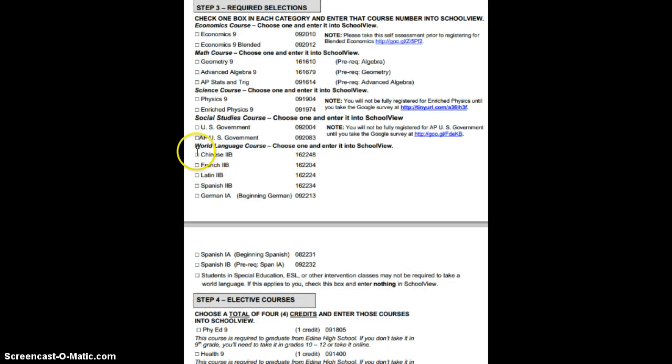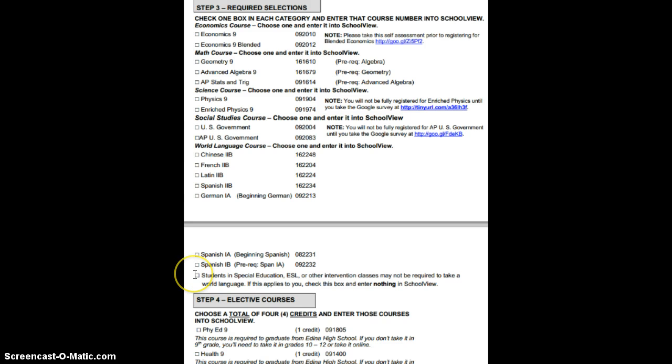Scrolling down the page, we see the World Language course choice. If you started one of the world languages in 6th grade, the 9th grade level is 2B. Chinese, French, Latin, and Spanish, 2B. If you haven't taken a language up until 9th grade, the two choices for beginning would be German 1A and Spanish 1A. Those are both beginning level languages. If this year as an 8th grader you just began Spanish at Spanish 1A, the course you'll be taking next year is Spanish 1B.